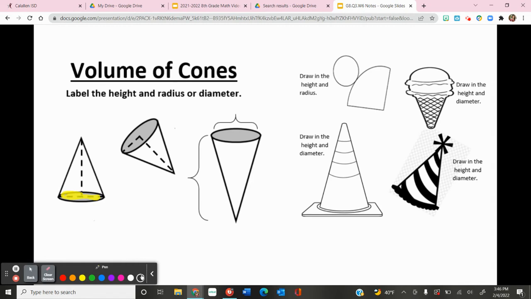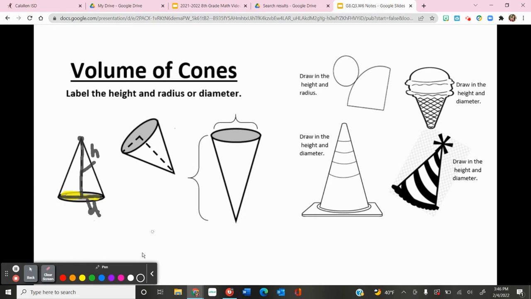Now, on my base, your base will tell you if it is a radius or a diameter. And for instance, here, since this line goes all the way across our base, this lets us know that this is a diameter. Now, the height of your cone is going to be from the peak of your cone to the center of your base. This is known as the height.